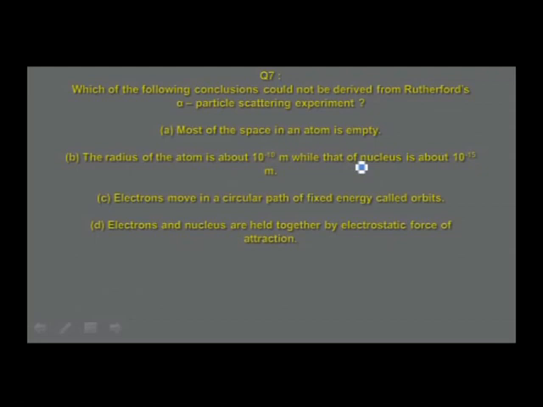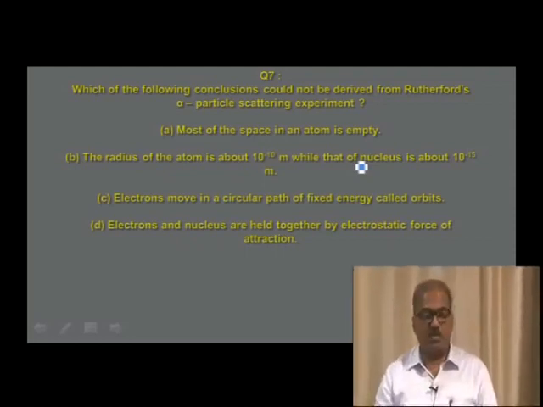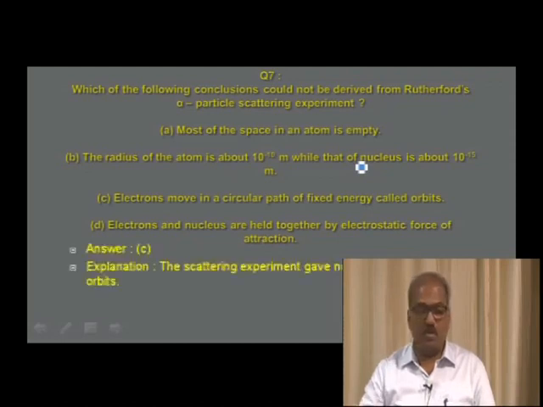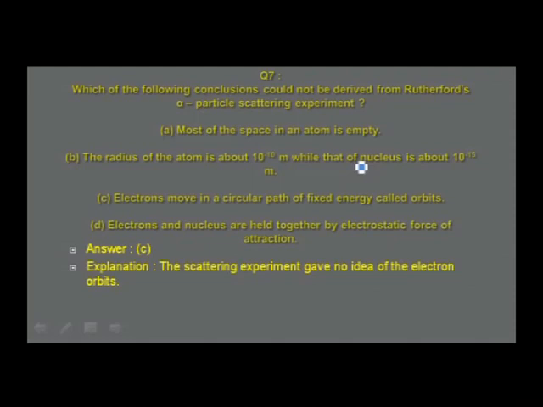Which of the following conclusions could not be derived from Rutherford's alpha particle scattering experiment? Option A, most of the space in an atom is empty. Option B, the radius of the atom is about 10 power minus 10 meter, while that of nucleus is about 10 power minus 15 meter. Option C, electrons move in a circular path of fixed energy called orbits. Read it once again. You may notice something which is not the observation made in Rutherford's model. This is one of the postulates that you come across in Bohr's atomic model. Therefore, the answer is in option C, that electrons move in a circular path of fixed energy called orbits is a statement not made in Rutherford's atomic model. The scattering experiment gave no idea of the electron orbits.